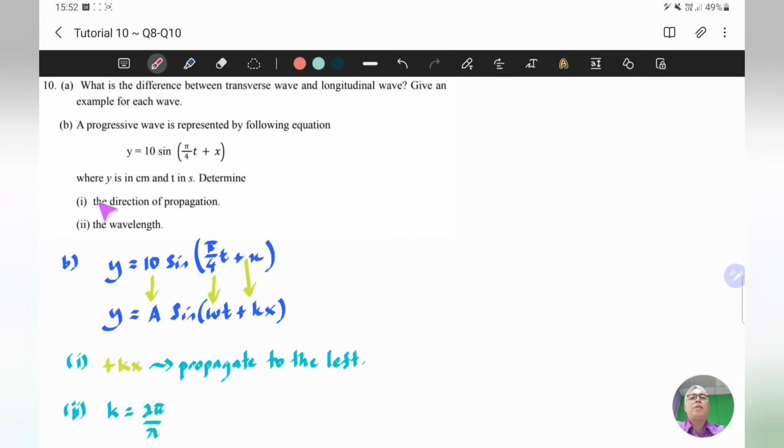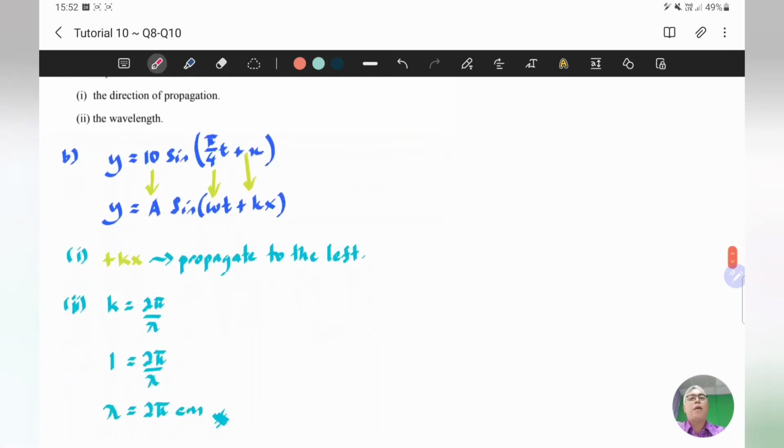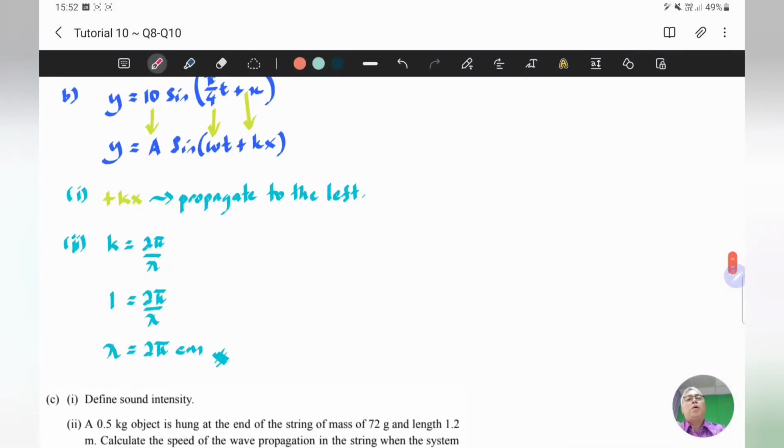First, they ask you about the direction of wave propagation. Plus kx means that the wave propagates to the left. Second, they ask you to find the wavelength. How do we find the wavelength? From the equation k equals 2 pi over lambda, where k given now equals 1. Substitute into the equation, so lambda equals 2 pi centimeters. See, physics is too easy actually.